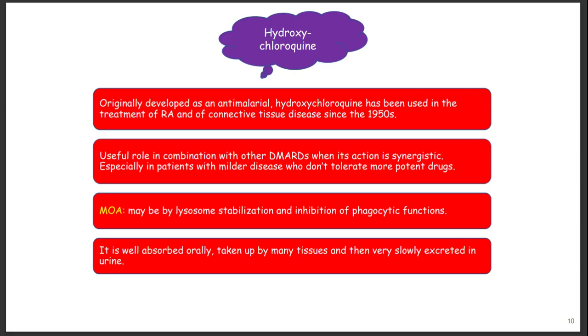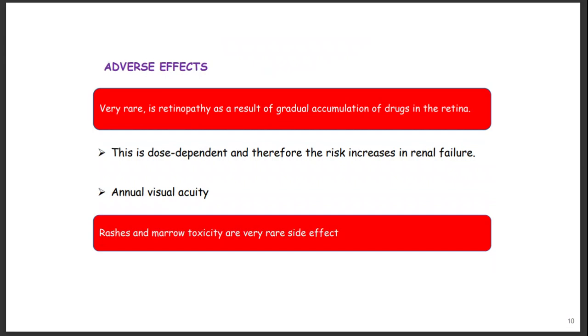How hydroxychloroquine works is maybe by lysosomal stabilization and inhibition of phagocytic function. You stabilize the lysosome. The lysosome is what ends up eating up organelles, eating up other things. So once you stabilize them, they are going to stop doing that, because the problem here is that you are eating up the joints and such. And hydroxychloroquine or chloroquine is absorbed orally, taken up by many tissues, and then very slowly excreted in the urine.